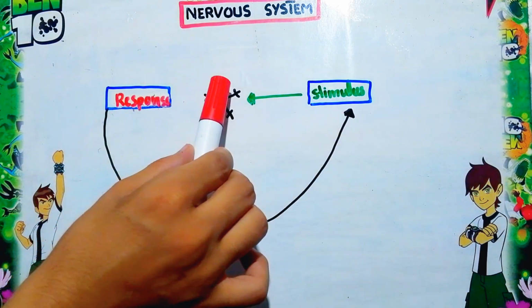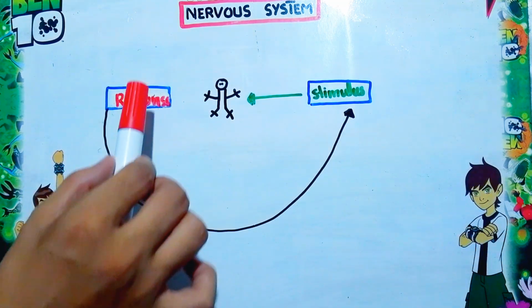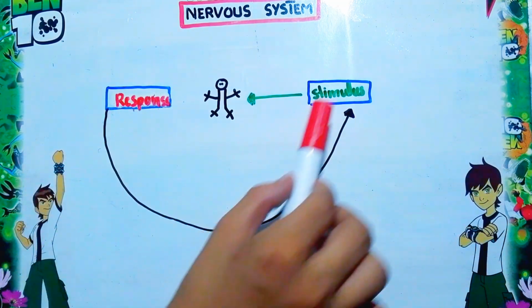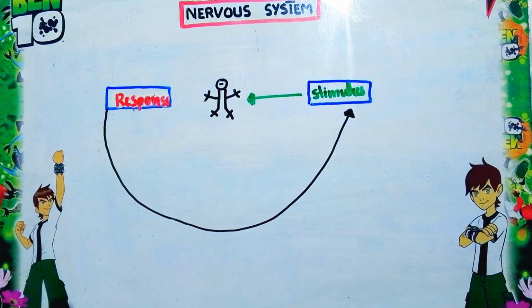When the order is given to the muscles, the muscles give a response to the stimulus, due to which we move towards the door and open the door. So this is how the nervous system acts in our body to maintain the various activities that occur in our bodies. So this is the nervous system.